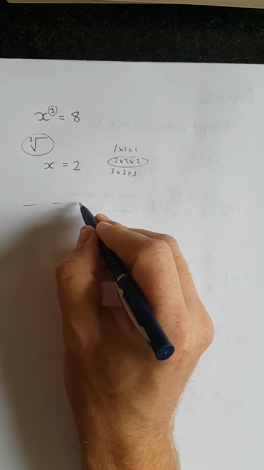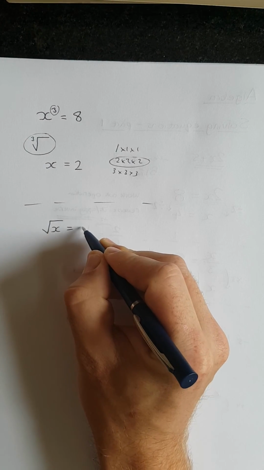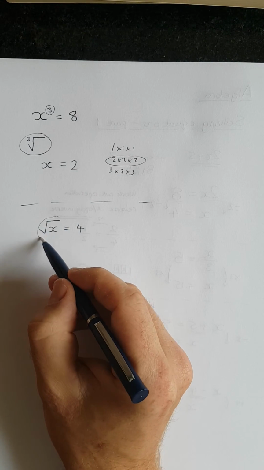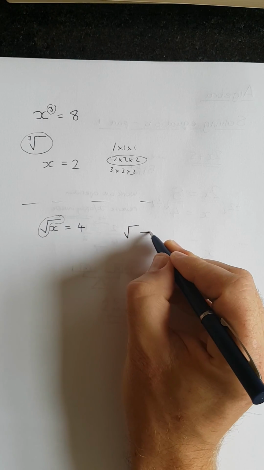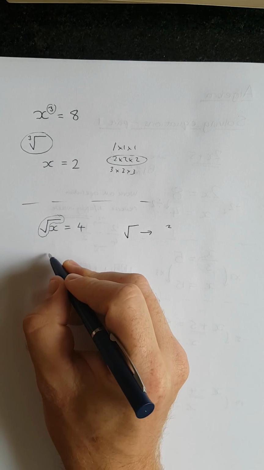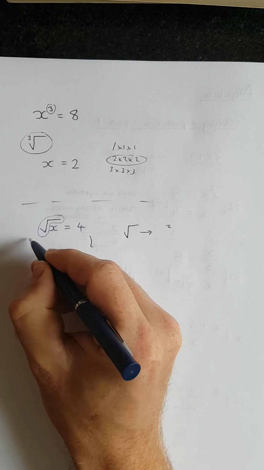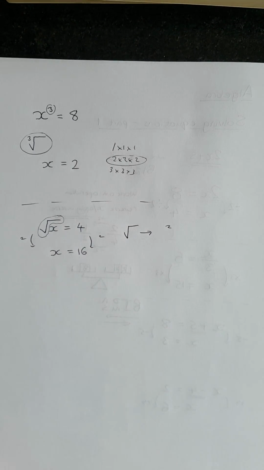Here's another one. The square root of x is 4. So what is the inverse to this operation? Well, the opposite of square rooting is to square something. So we would get x, and we would get 16. In the next video, we'll look at what happens when you have more than one operation.